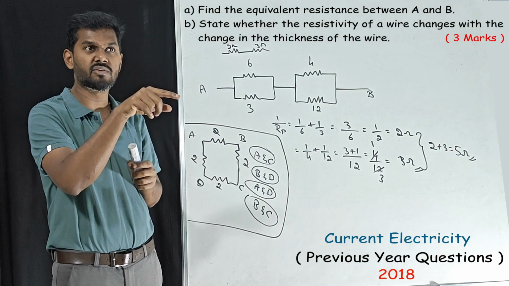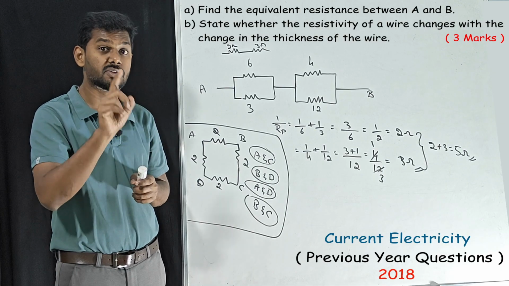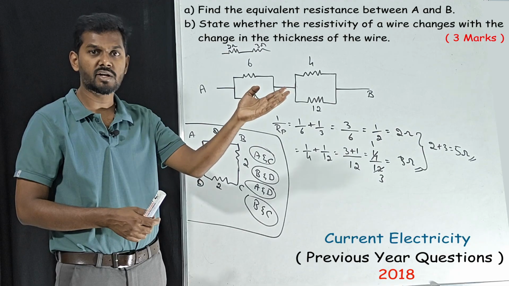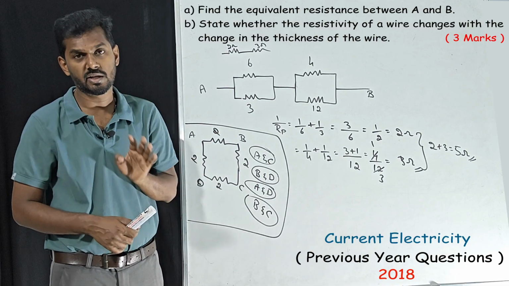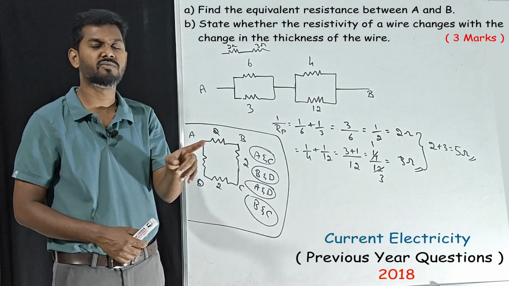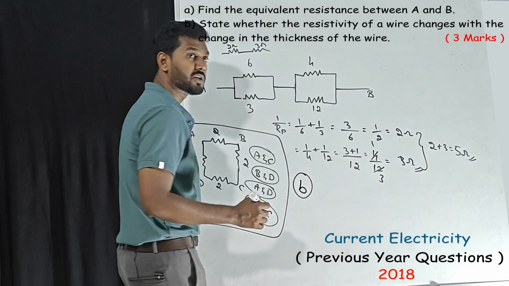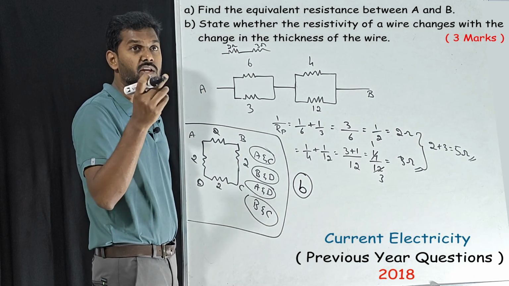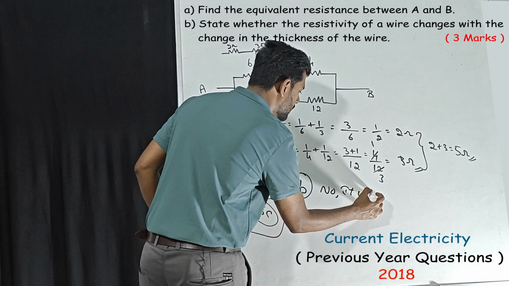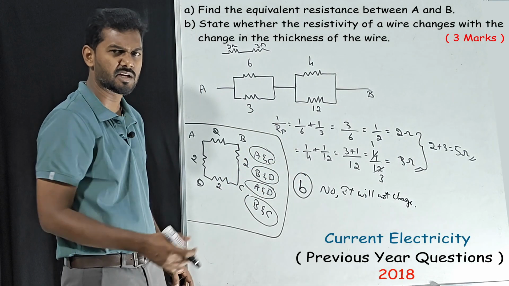Resistance changes, but resistivity or specific resistance never changes with length and area of cross section, but specific resistivity changes with temperature. That too is different for conductors or metals, for semiconductors, and for insulators. That we have learnt in the concept video. When it comes to length and area, resistivity will not change. So the answer to the question, whether the resistivity of a wire changes: no, it will not change, or you can write it as it will not change, that is also fine.